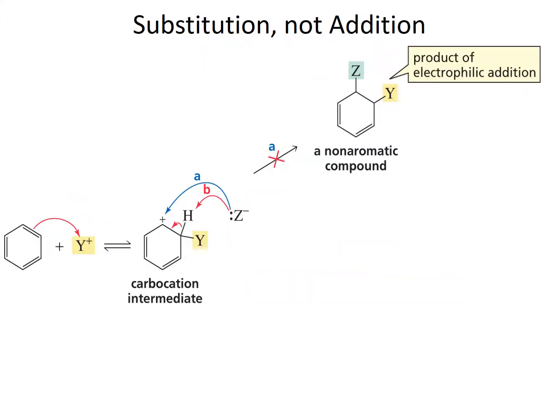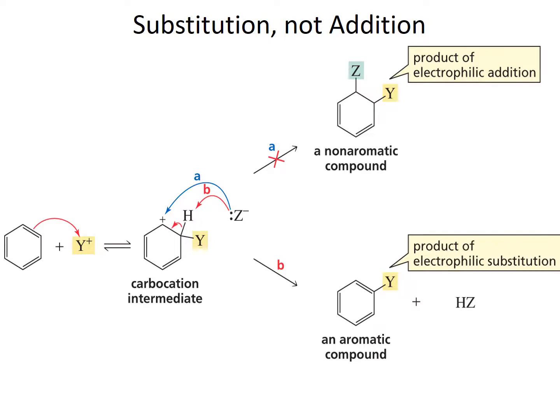If we think about the two possibilities after we've added our electrophile, looking at route A, if we have our nucleophile come in and add at the position where the carbocation is, then we are not going to be aromatic anymore. So it's very advantageous for our Z minus here to take the hydrogen, acting as a base, allowing us to gain our aromaticity back. And the only thing that has changed from what we started with is instead of having 6 hydrogens, we now have 5.